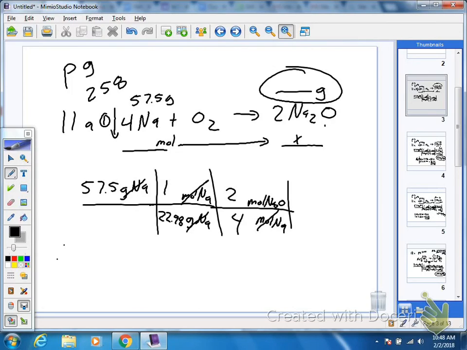Now I just have to do one more step. What's the third step? Grams. Got to go to grams. Can I make a relationship between grams of Na2O and moles of Na2O? Yes, I can. Because I know if I add 2 sodiums with 1 oxygen, that gives me the grams in 1 mole of Na2O. So that's what I'm going to do. Take it times 22.98. Take this times 16. That gives me 61.